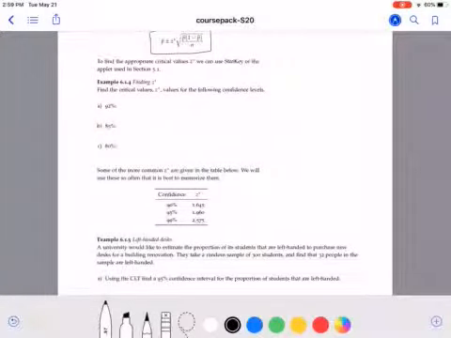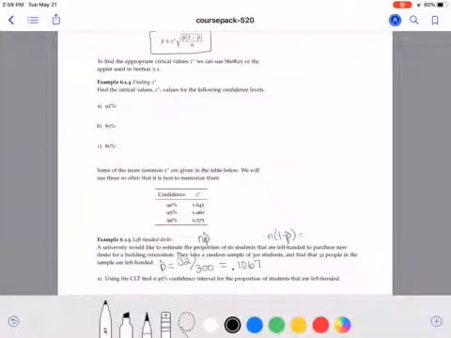So we have in 6.1.5 that we want to estimate the proportion of students that are left-handed so we could purchase new desks for a building renovation. There's a sample of 300 students and 32 of them in the sample are left-handed. So first of all, our sample proportion is 32 people out of 300. As a decimal value, that's a little over 10%, so 0.1067. Our conditions, n times p hat and n times 1 minus p hat being at least 10, should be checked.